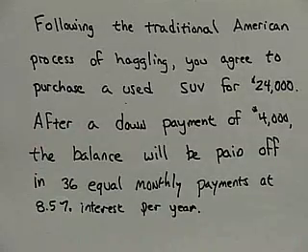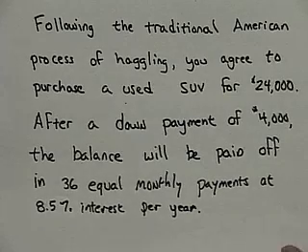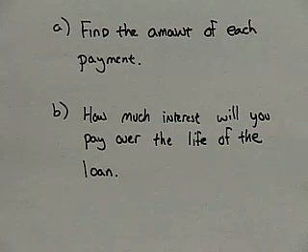Following the traditional American process of haggling, you agree to purchase a used SUV for $24,000. After a down payment of $4,000, the balance will be paid off in 36 equal monthly payments at 8.5% interest per year. Here you're asked to find the amount of each payment and how much interest will you pay over the life of the loan.